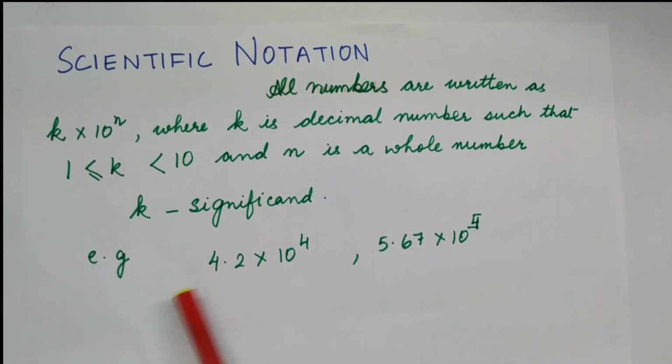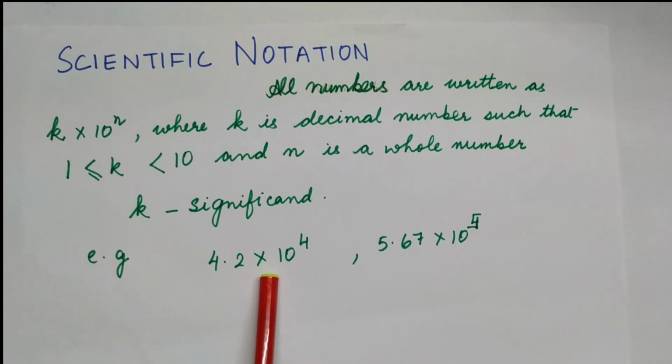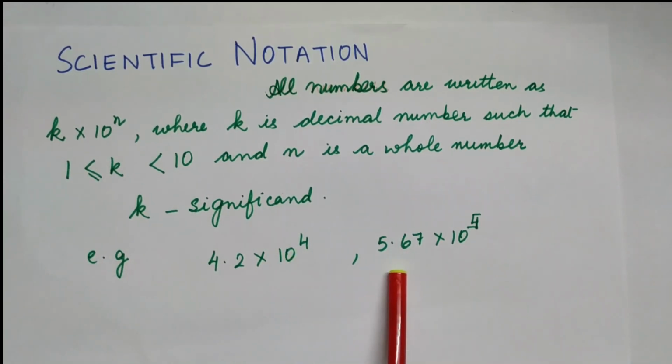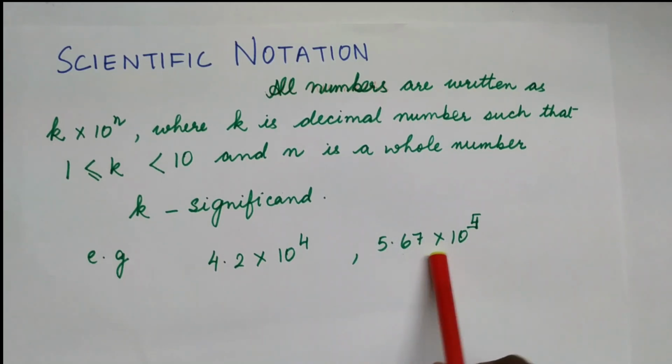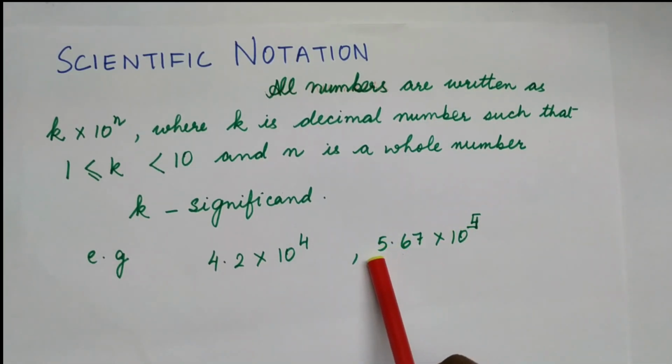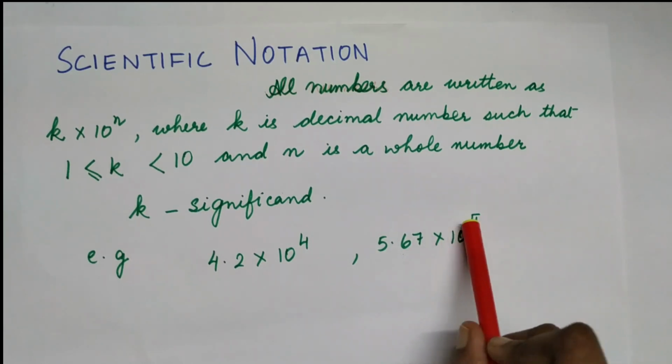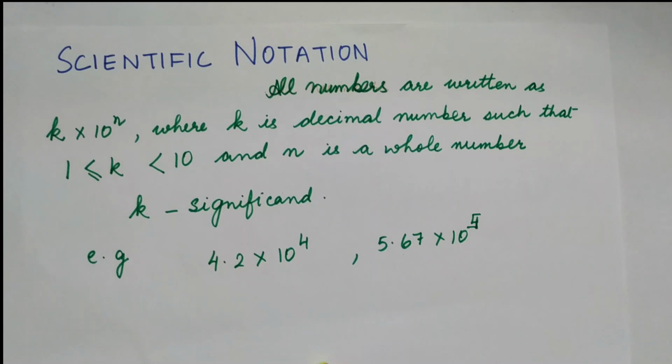For example, if I write a number 4.2 into 10 to the power 4, can you say what is k here? K is this part, 4.2, and n here is the value of the power of 10, that is 4. In this example, 5.67 into 10 to the power 5, the k value is 5.67 and n is 5. Can you think of some more examples?